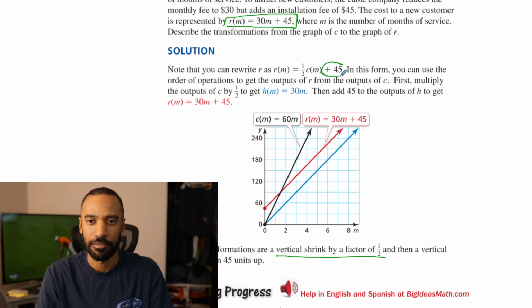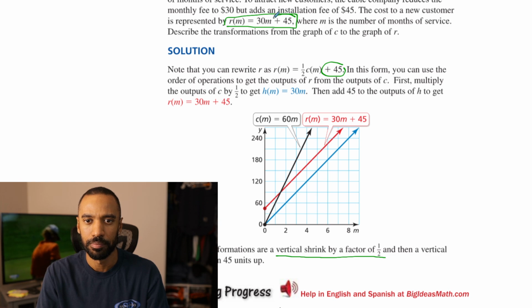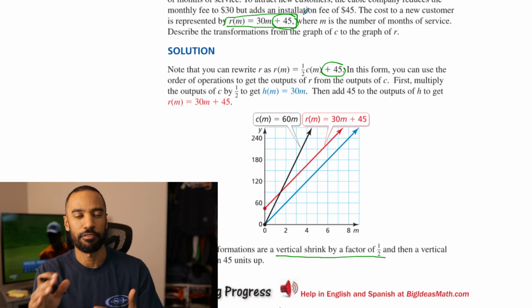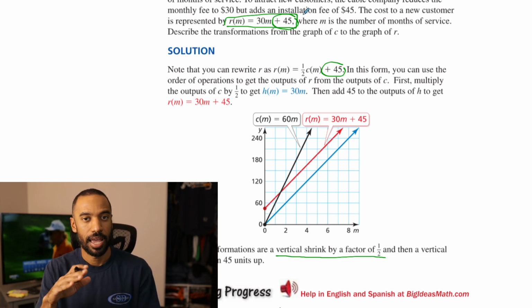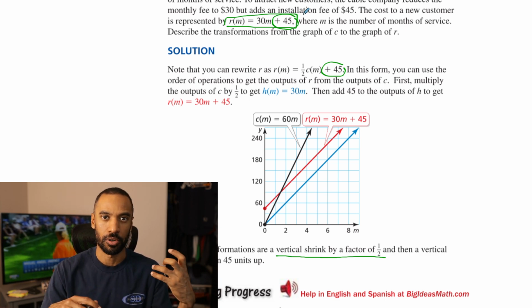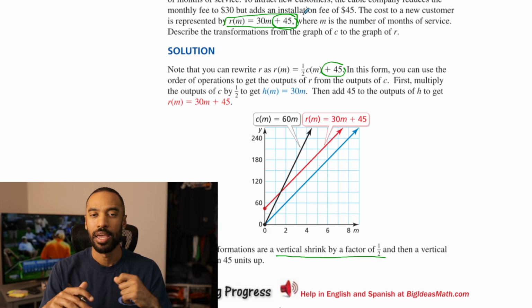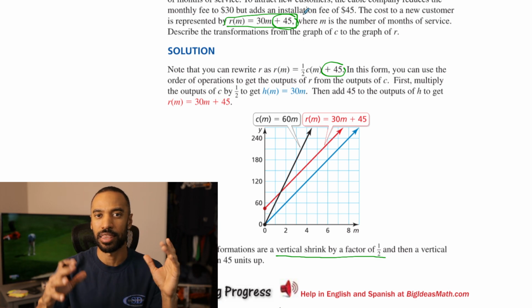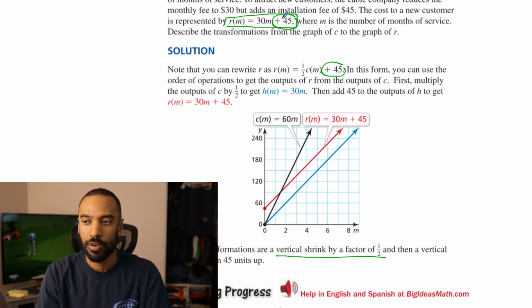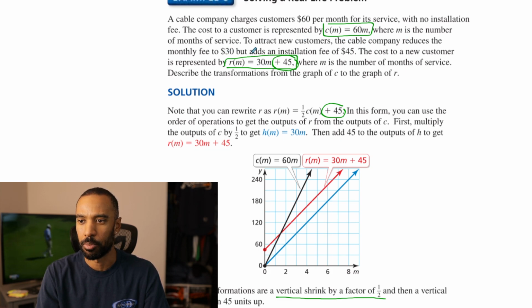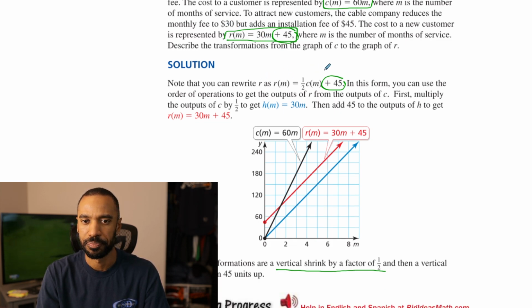This plus 45 here is something that happens outside of the function on that shrink, right? First, they reduce things by half, and then they're adding a $45 thing on top of it as a flat rate. They didn't add 45 first and then divide it in half. Otherwise, the 45 would be divided by 2, but the 45 is not. So 45 is this flat rate, this installation thing, not dependent on the number of months of service. You pay that regardless for this cable company's new standard.